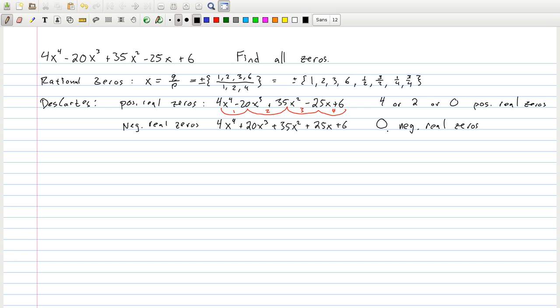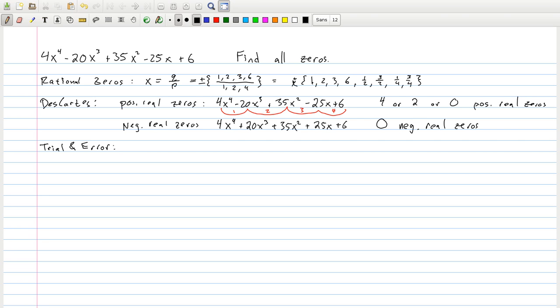Since there are no negative real zeros, that means we can update our list. We can throw out all of the negative roots. So that cut our list in half. We only have to check this list of 8 zeros. So now that we've narrowed our list down, we're going to do a little bit of trial and error using synthetic division.